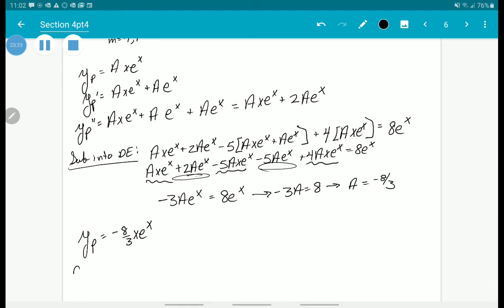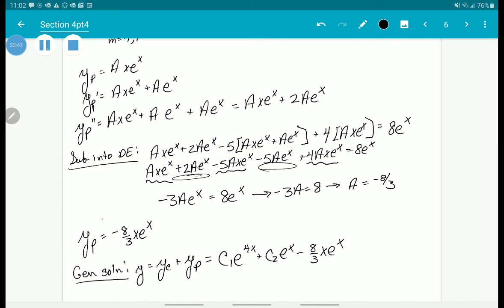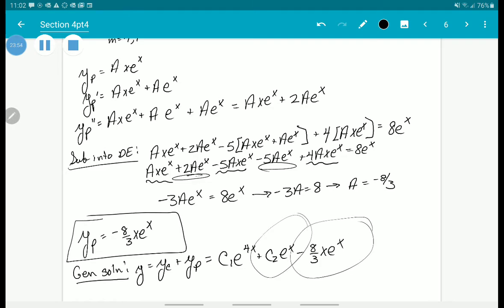So then general solution is complementary plus particular. So we have c1 e to the 4x plus c2 e to the x minus 8/3 x e to the x. So if we just wanted the particular solution, there it is. We've already found the complementary. It's really necessary to find the complementary so you have that linear independence between the pieces. These two are now linearly independent because that second e to the x term is multiplied by an x, which forces the independence there.